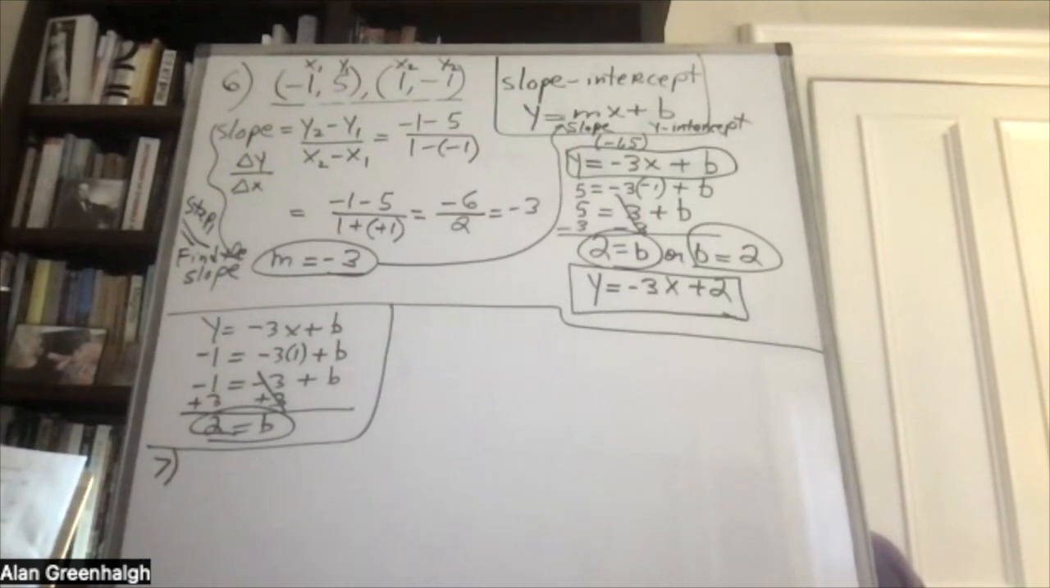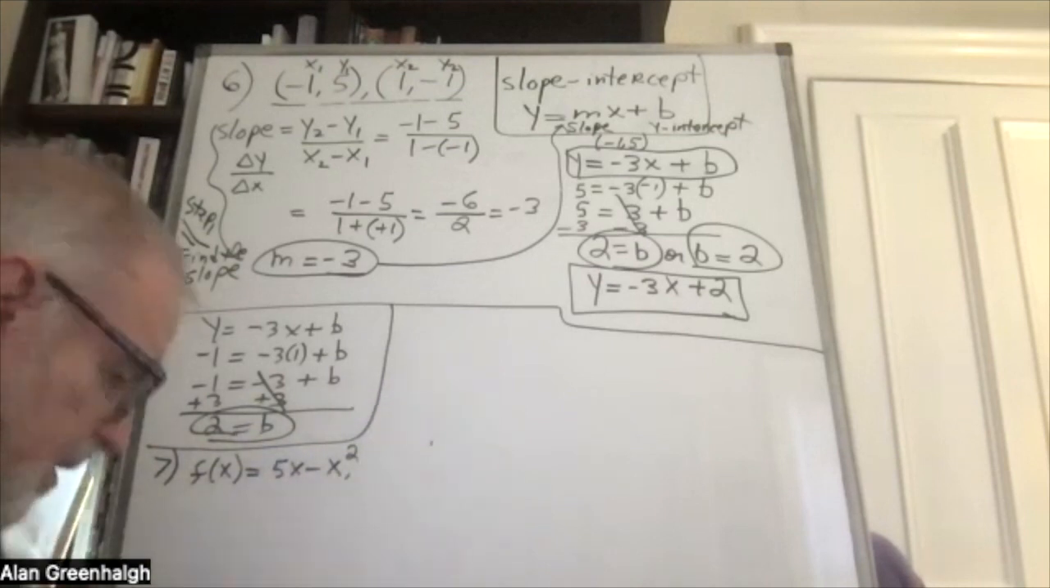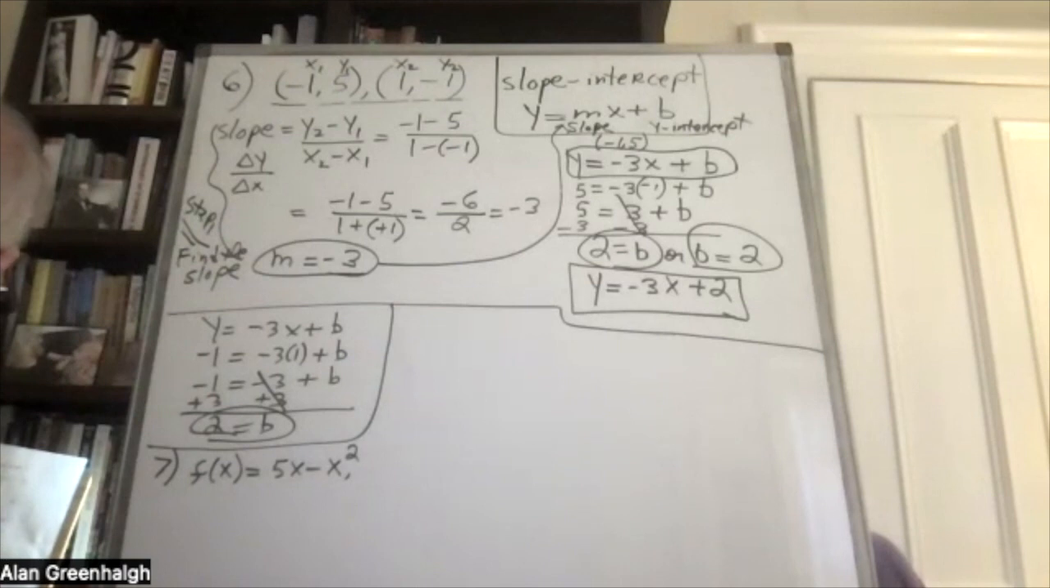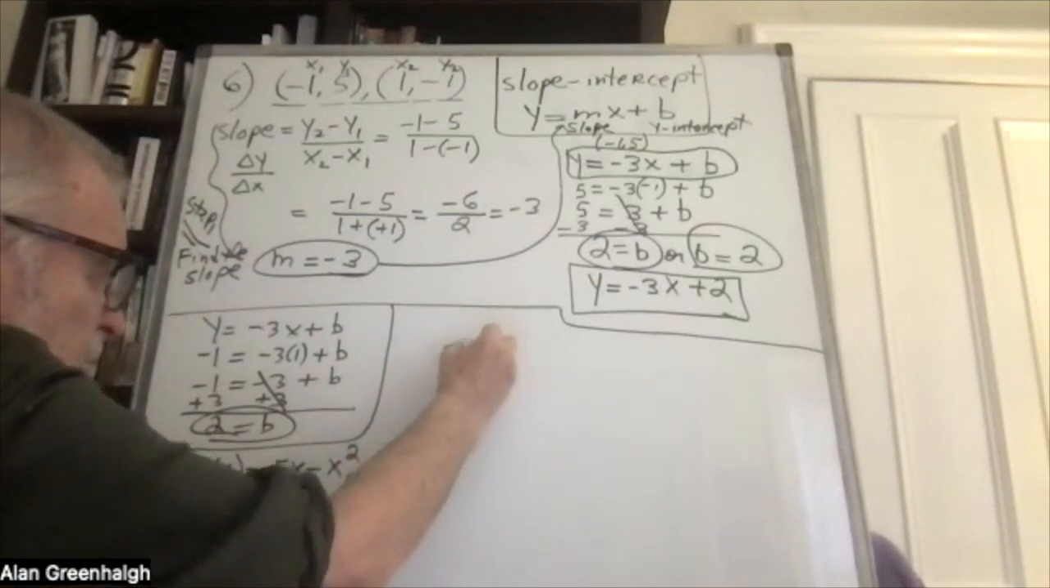So let's do number 7. Find the difference quotient. So this is what you're given. You're given that f of x is equal to 5x minus x squared. And then you're told to evaluate the difference quotient. This is what the difference quotient is.